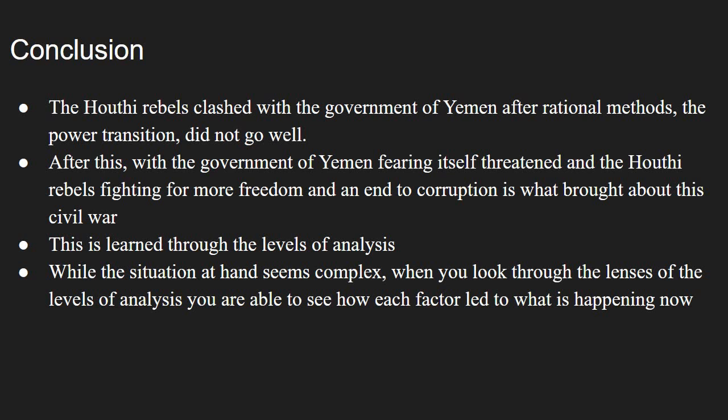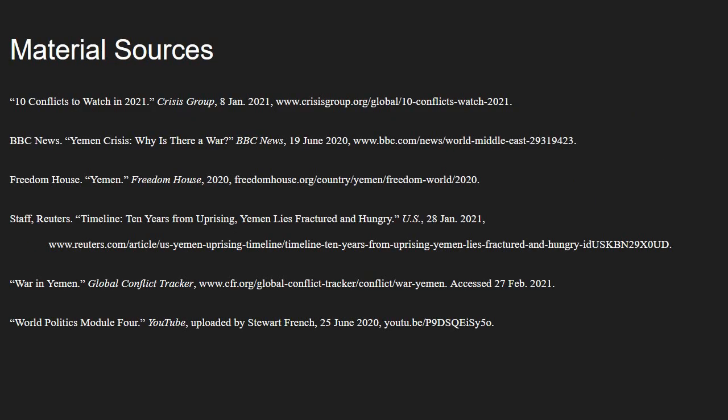While the situation at hand seems very complex, when you look through the lenses of the levels of analysis, you are able to dwindle it down and see how each factor led to what's happening now and where the conflict is now in its timeline. So the conclusion to the civil war in Yemen is this. A government's failure of a power transition brought about violence between the government and rebels who are fighting for Yemen with no corruption, but with more freedom and opportunities for everyone, and one that is free from the West's influence. So it is a variety of things that led to this one big conflict.